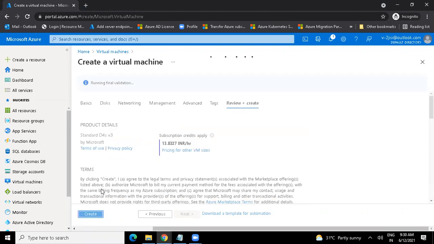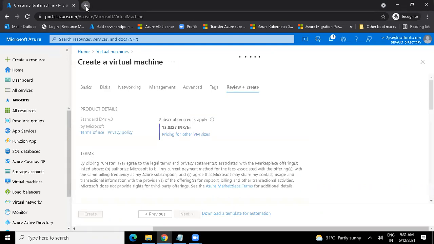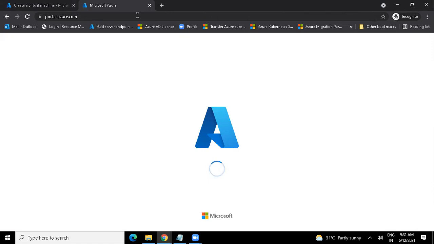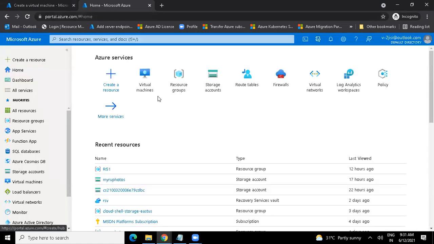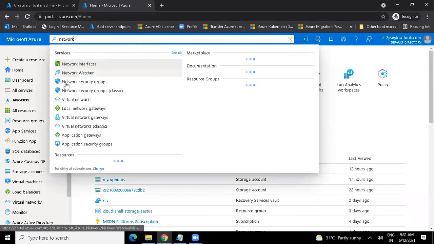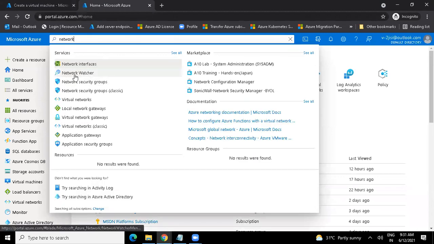So what I'm doing right now, I'm just creating a virtual machine, and then we will be making use of network watcher. So I'm opening portal.azure.com in one more tab. Here we can type network watcher in the search box, and you would be able to see network watcher here.